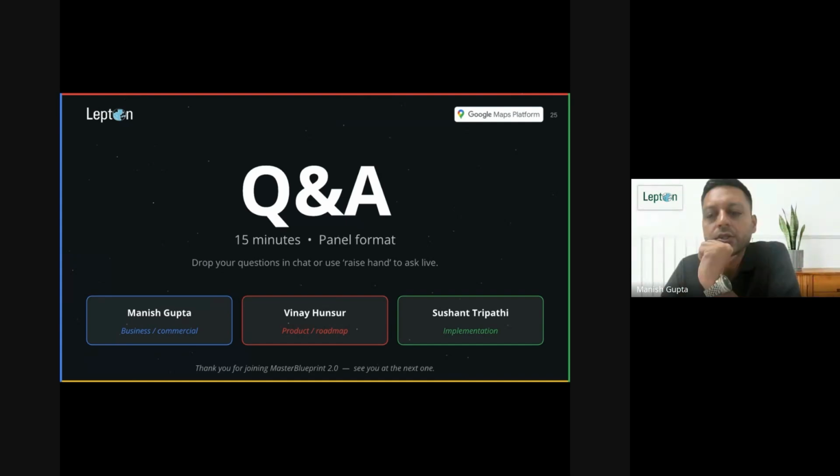Sushant, there is another question which says, will this API support multilingual? As of now, yes. Even if we are not talking about Geocoding V4, each API that Google provides is multilingual. You just have to add a language filter in that. So whatever data is available in that specific language, it gets to you. So yeah, it is.